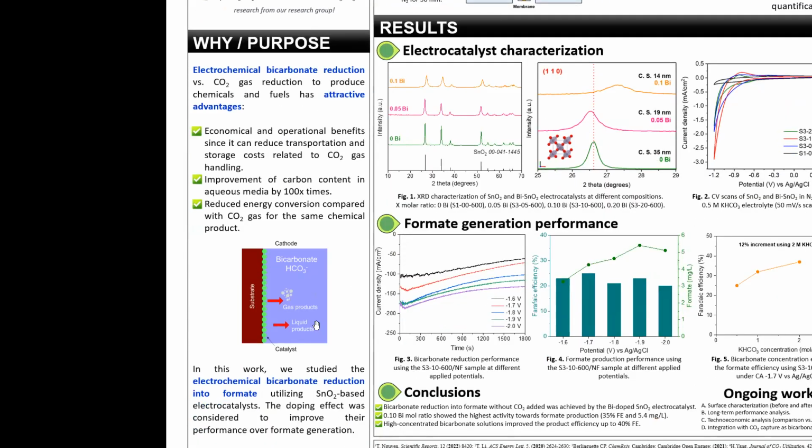Now, the electrochemical reduction of bicarbonate shows potential advantages over CO2 gas reduction, including economic and operational benefits, since it can reduce transportation and storage costs related to CO2 gas handling, improve the carbon content in aqueous media by 100 times, and lower energy conversion compared to CO2 gas for the same chemical product. Therefore, in this work, we studied the electrochemical bicarbonate reduction into formate using a specific tin oxide-based electrocatalyst, which was modified by bismuth doping.